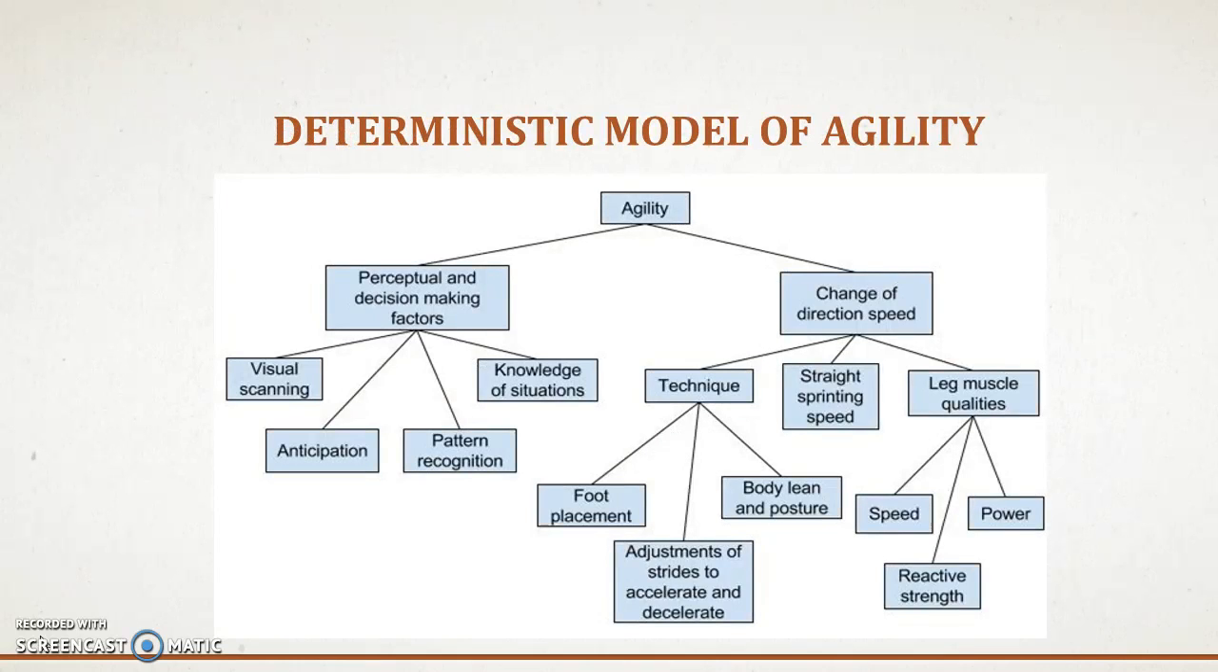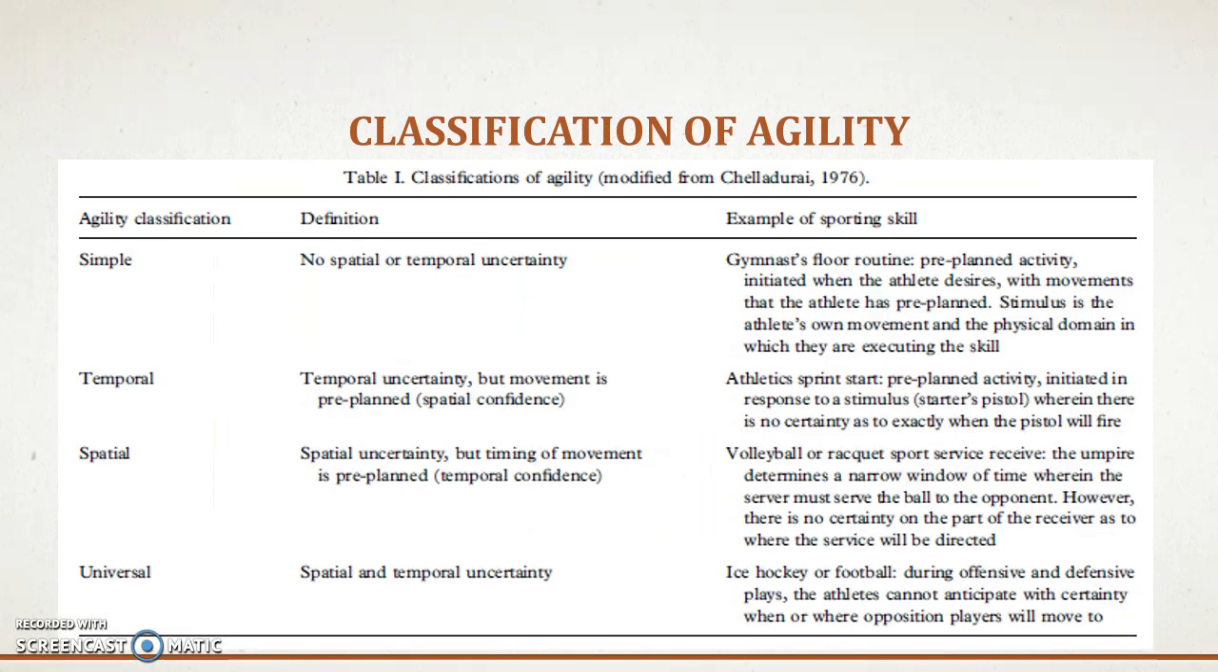Here we can see a common model used to define agility and the different components and sub-components involved. Okay, so agility can be classified into one of the four categories outlined in this table: simple, temporal, spatial, and universal. This framework is useful within the sporting industry as it allows an improved understanding of the sub-components involved in agility.